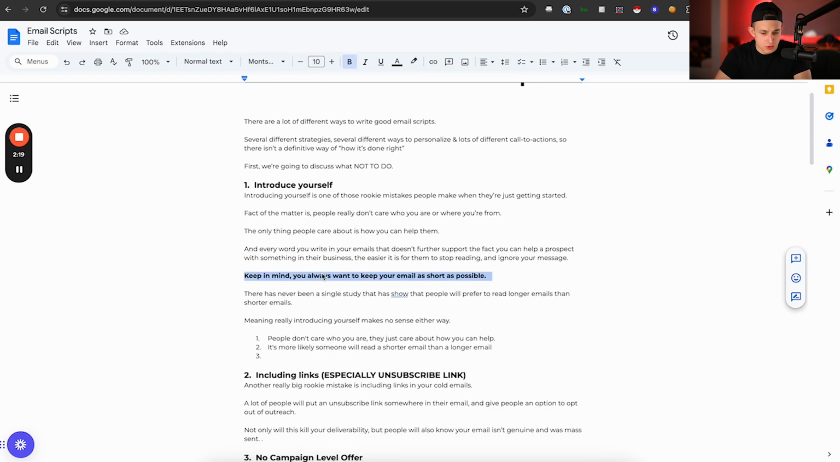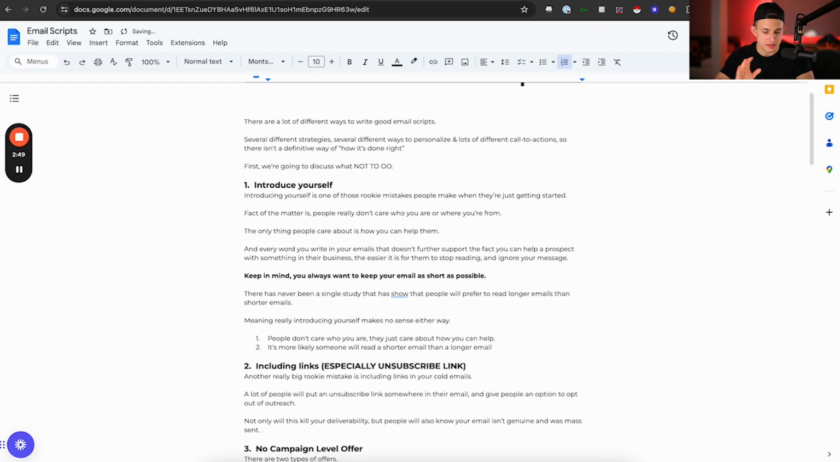Now, keep in mind, you always want to keep your email as short as humanly possible, right? There's never been a single study in the entire world that shows that people like to read longer emails than shorter emails. Obviously, the content of said email also matters a lot, but if you can fit the exact same thing into a shorter email, you'll never get a benefit by having a longer email, okay?